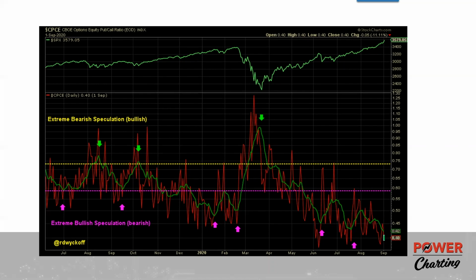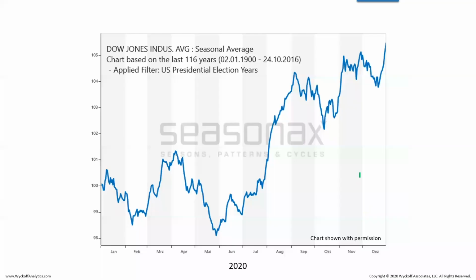And this green line is the 10-day moving average, which is what I like to look at. We watch for this to not only be at an extreme level, in this case bullish speculation, but to turn. This is at a very extreme reading, the index is very low, and we will be watching that closely because speculation on the bullish side, call buying, is very high.